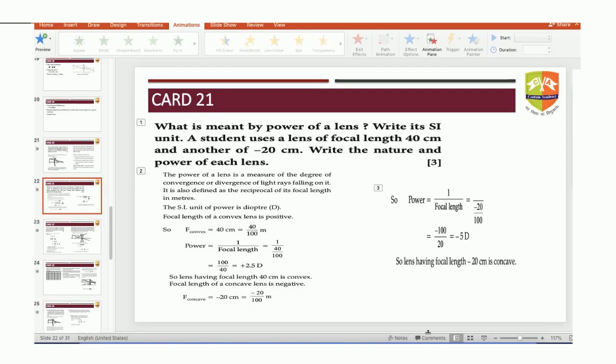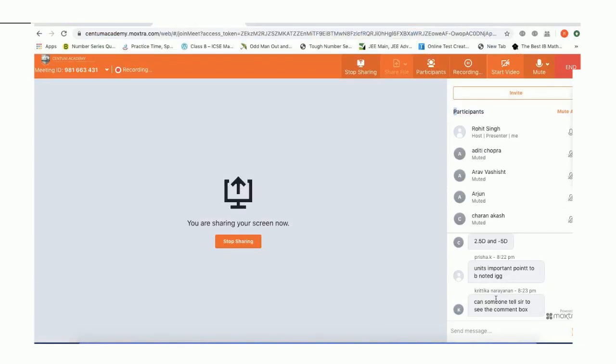Have you done this question? Okay, so look at the answer here. Let me solve it for you. An object is placed at a distance 30 centimeter from the concave lens of focal length 15 centimeter. List four characteristics of the image formed by the lens.